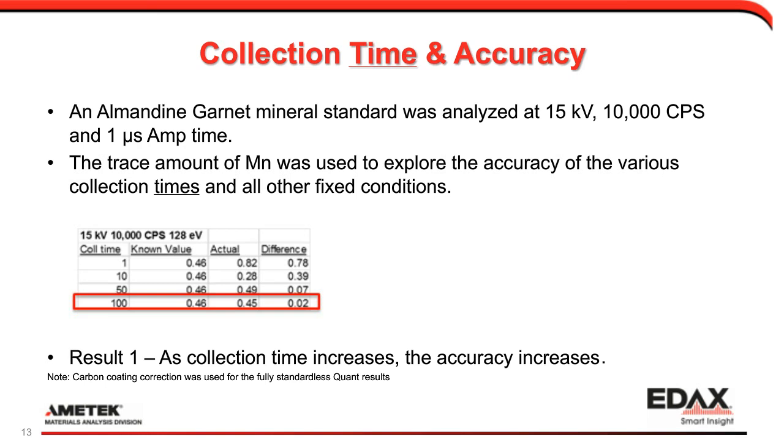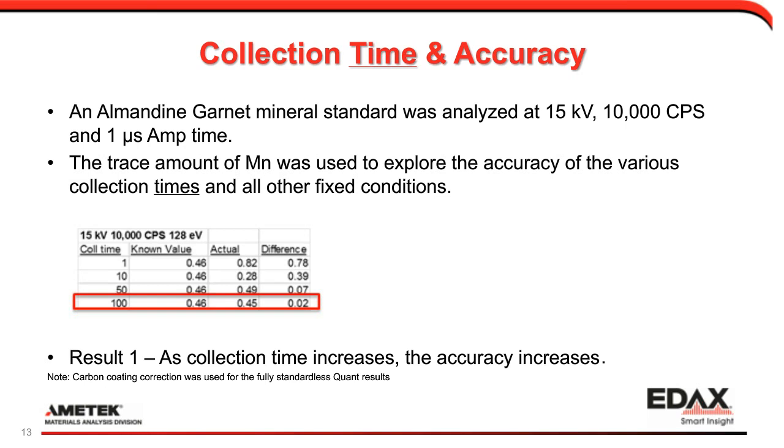So the dependencies are, can your sample handle the 15 kV? Can it handle a little bit higher beam current? Right now we're working at a beam current for these conditions of a little bit less than half of a nanoamp. And for this particular material, we were looking at a trace amount of manganese. And that's because it's a little bit more difficult to look at a sub 1% material. And in this case, what we've done is we've collected the entire spectrum at 10,000 counts per second with a fixed 1 microsecond amp time.